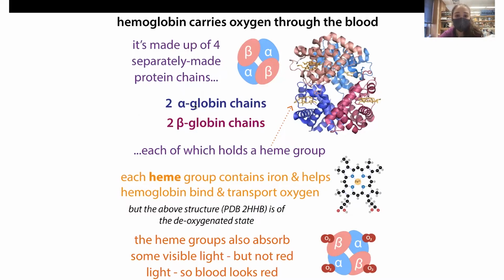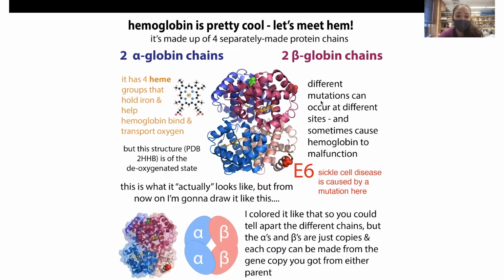And so basically hemoglobin is this protein that carries oxygen through your blood. And it's made up of these 4 separately made protein chains that work together. And this beta globin chain, people can have diseases where they have mutations in this beta globin that can cause this hemoglobin to malfunction. And there are different mutations that can cause different problems, but a very common one is sickle cell anemia, which is caused by this specific mutation at this site.